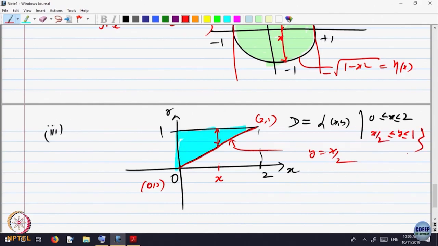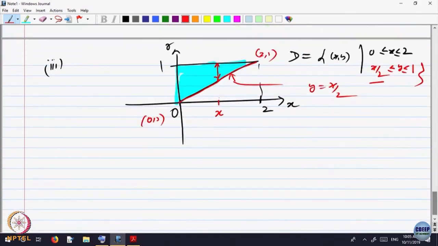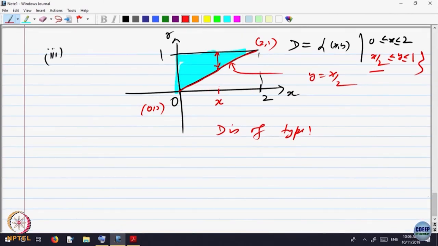So that is my domain. Clear? It starts at this line, and that line is y equal to x by 2, goes up to the line y equal to 1. Okay? Right. So that is the domain. So this D is of type 1. Right? Let me do one more.